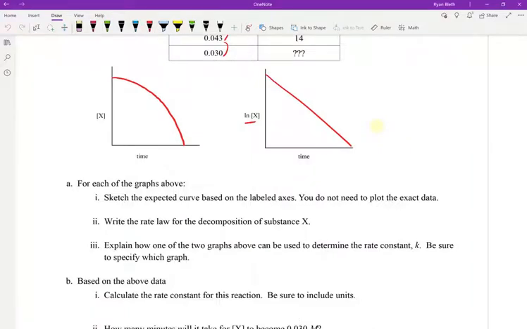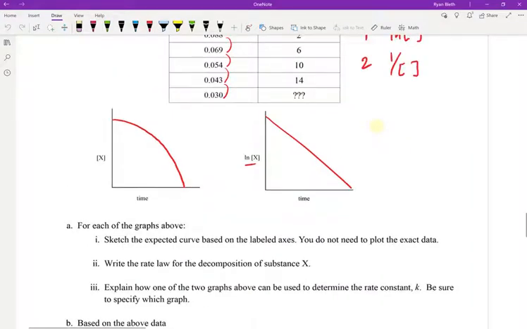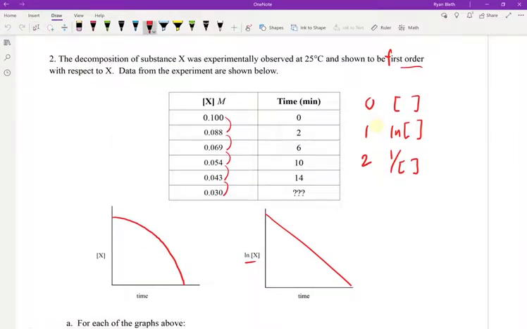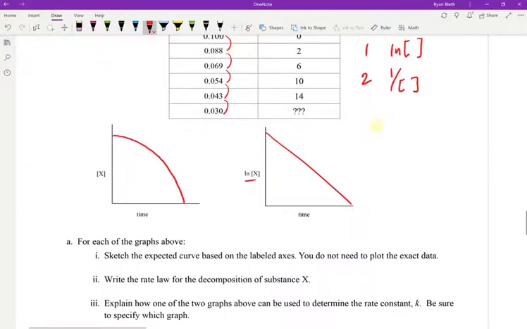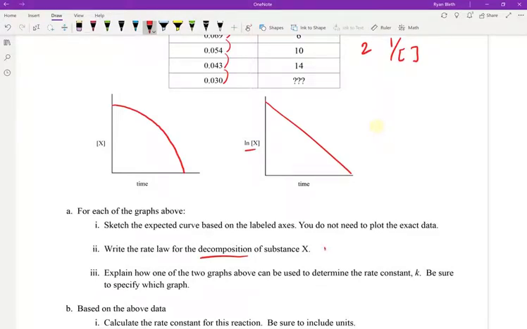Okay, so to write the rate law expression here in A part 2, we need to take into account that the reaction is first order with respect to X, and when it says decomposition of X, that means that X is all there is. X is turning into, I don't know what, let's say Y plus Z or something like that. So if X is the only reactant, then it's the only thing in the rate law expression, and so decomposition means that to me. So if it's first order with respect to X, just rate equals k times X. Explain how one of the two graphs above can be used to determine the rate constant k. So remember that k is always equal to the absolute value of the slope for the linear fit.